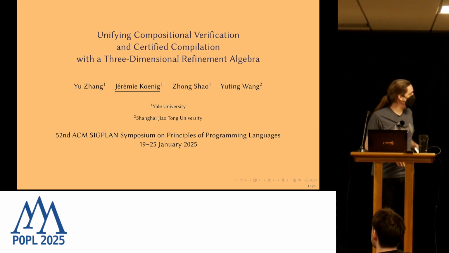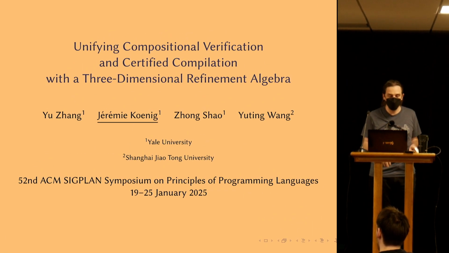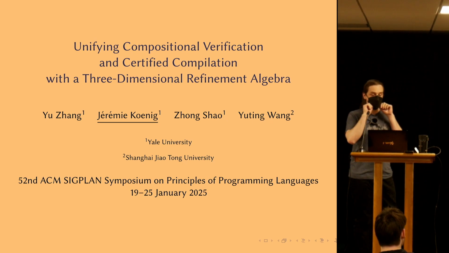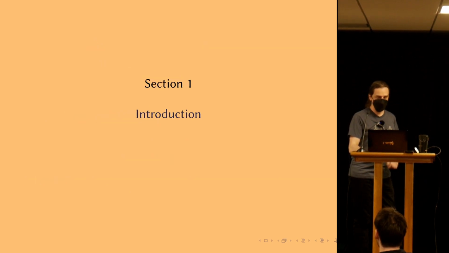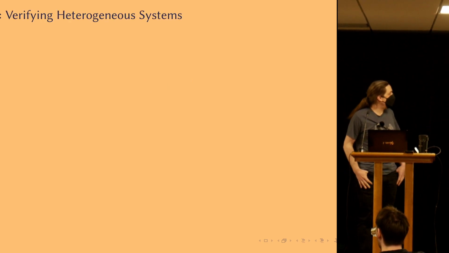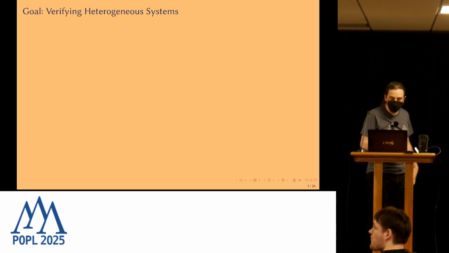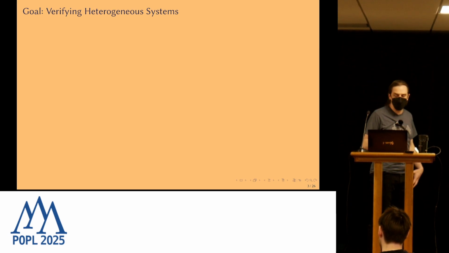I work at Yale University in Zhong Shao's team, and I'm going to talk about work we did with Zhang and Yuting Wang. And the goal of our work is to figure out how to verify heterogeneous systems. So just to give you an example of the kind of thing I'm talking about.